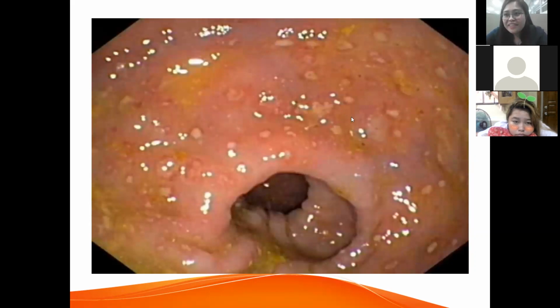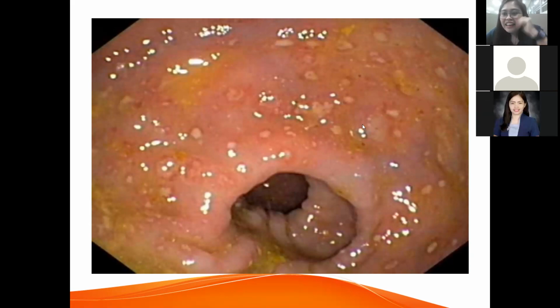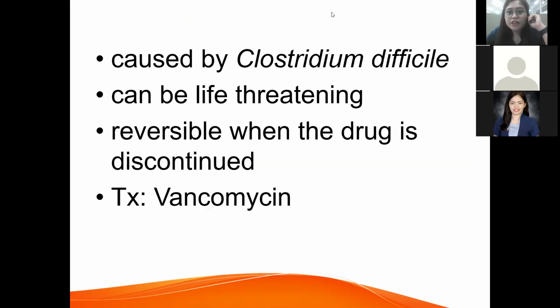colon looks like. Magkaroon siya ng infection. Kanang puti-puti na inyong makita is the pus. Pus na siya, ha? Infection na siya caused by Clostridium difficile.